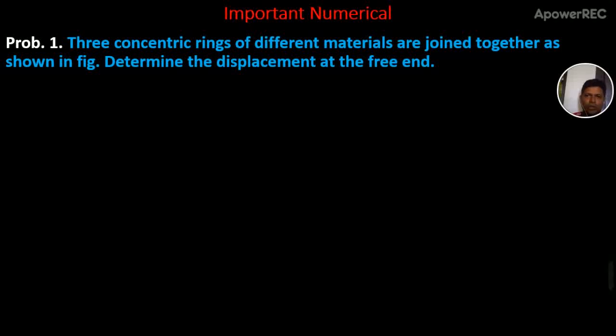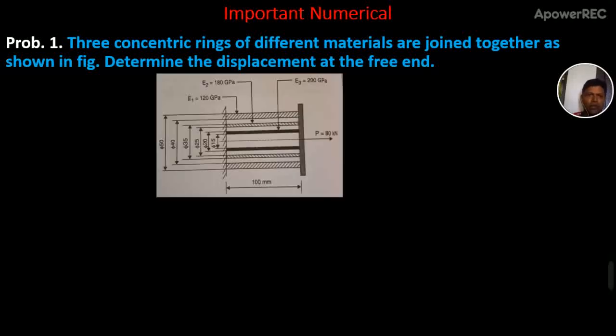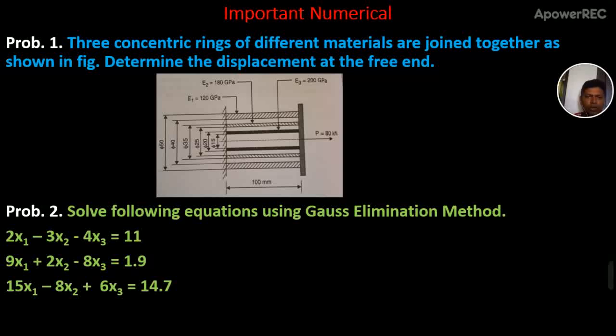So this is the diagram for the problem number 1. Okay, so this is the diagram where three concentric rings which are of different material are joined together, which is shown in the figure. You have to determine the displacement at free end. Question number 2, solve following equation using Gauss elimination method. So this is the question which is given, problem number 2.